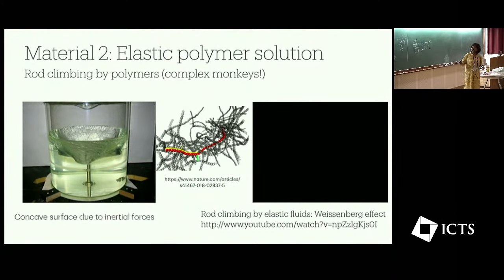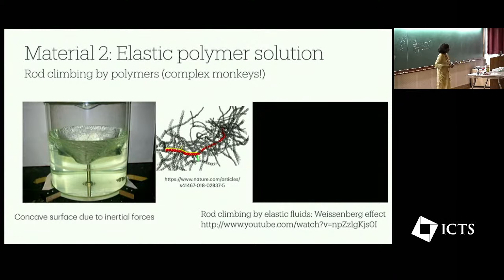Here, you know what happens when you take a Newtonian liquid like water and you stir it, right? The meniscus is concave, convex downwards, and that is because of inertial forces. But now we have polymers, and this is what polymers look like. Long chains formed of monomers. This red thing is nothing, don't let it alarm you. It is just a tracer particle.